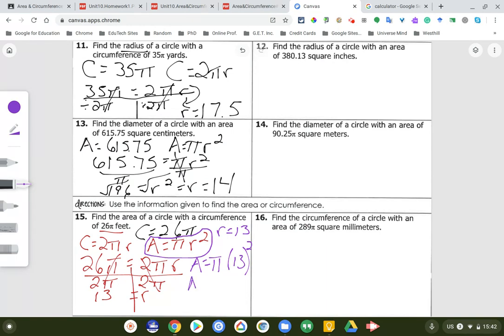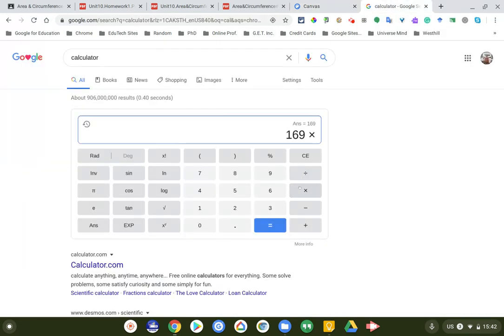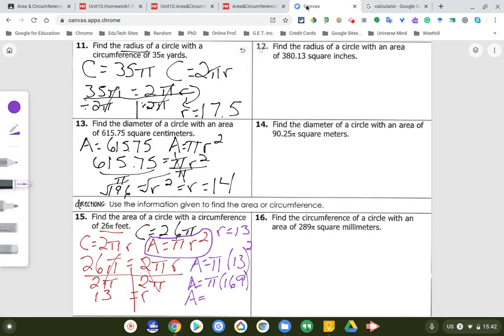Okay, so area equals pi times 169, okay? Now we're going to do that with the calculator. Area equals pi times 169. So we're just going to do 169 times pi equals 530.93. 530.93. Oh, wow. And I even kept it mostly in this box.